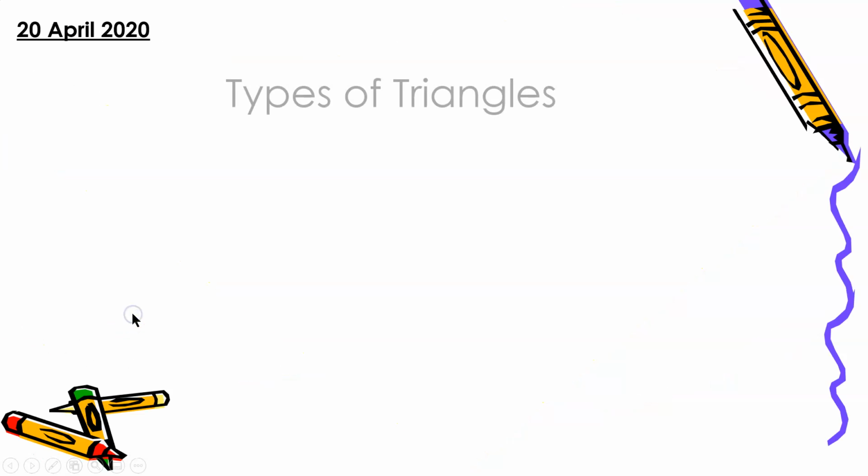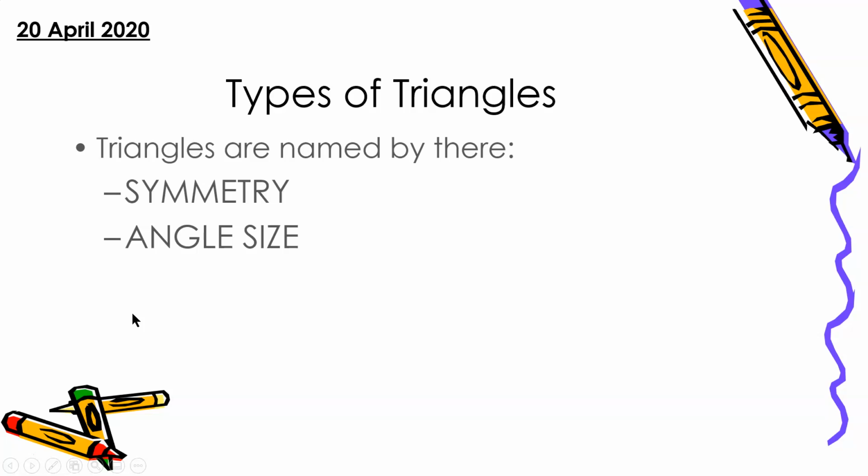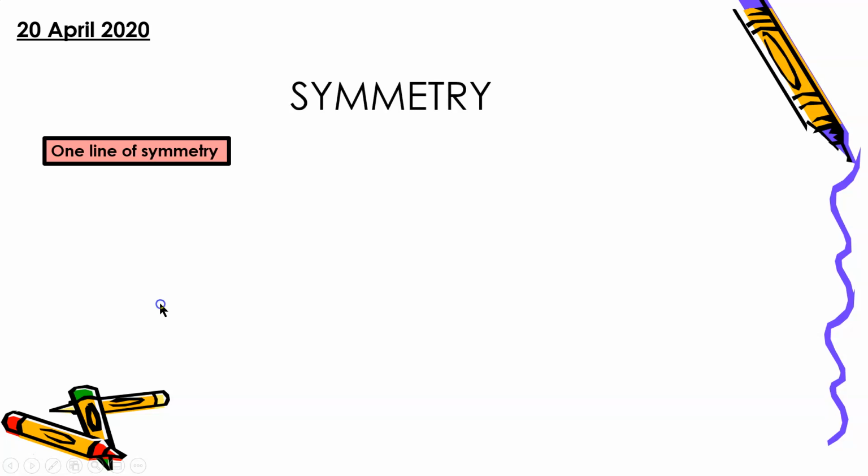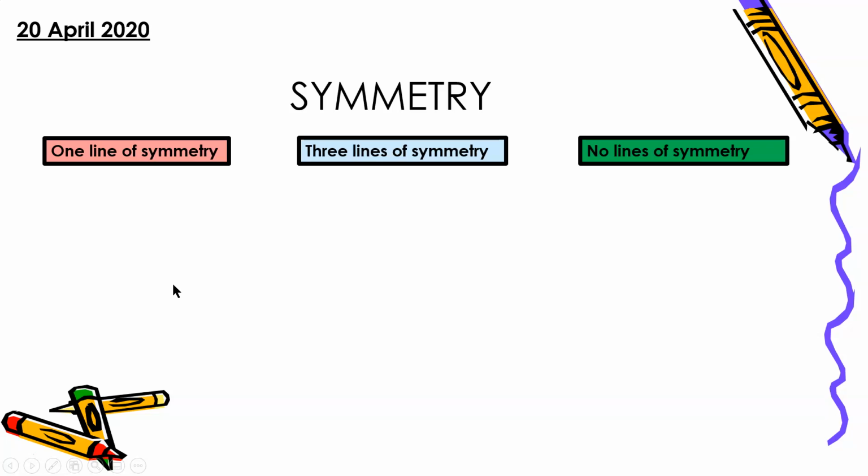So key bits of information is that when we're looking to name a triangle, we're looking for two things. We are looking at symmetry and the angle size, and these basically group the triangles together. So if we take a look at symmetry to start with, if we have a triangle, a three-sided shape, it has one line of symmetry, three lines of symmetry, or no lines of symmetry.